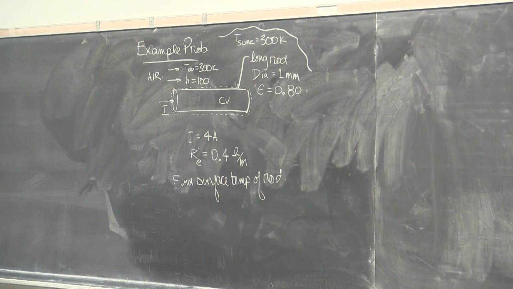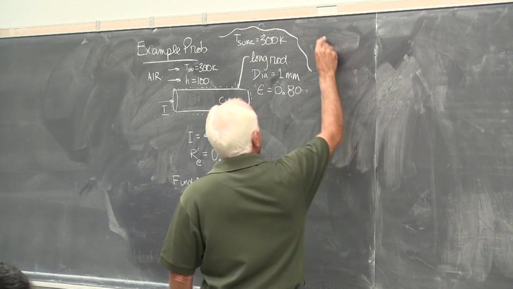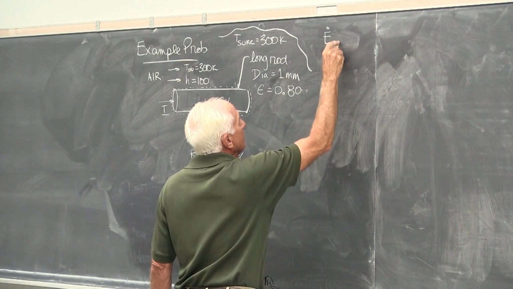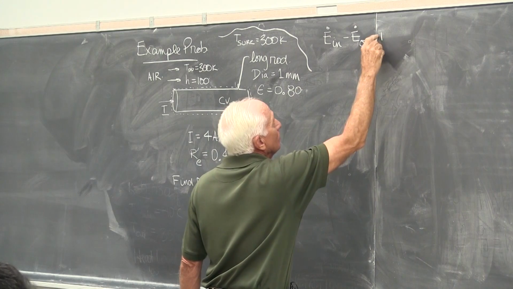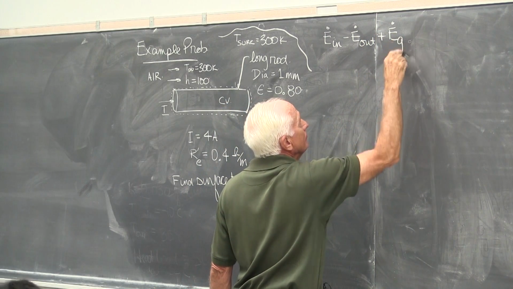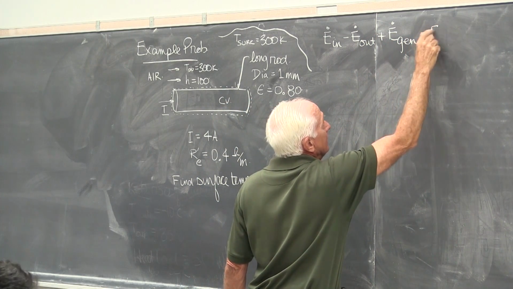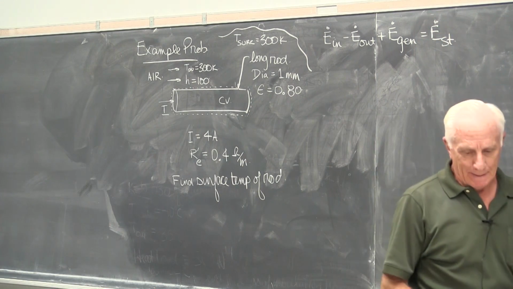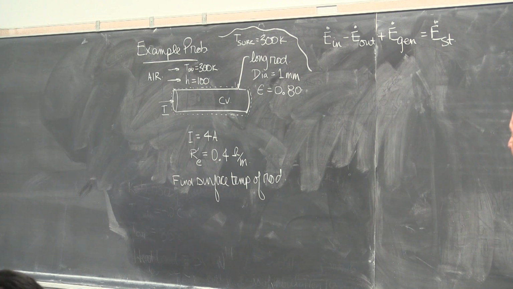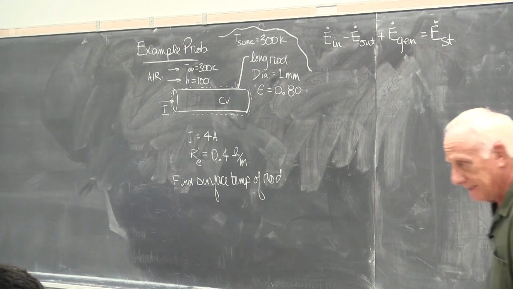Here's my equation. I'll write it down. E dot in minus E dot out plus E dot gen equal E dot storage. You have to make some assumptions. So we assume a steady state.